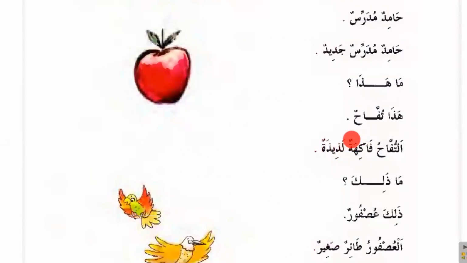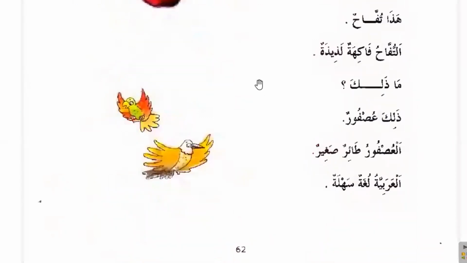Then this has tanween, this also has tanween. Then this is marfu, this is marfu. Then this is singular, this is singular. Okay. "Ma zalika?" What is that? Meaning there is something that is far away. Zalika, far away. What is that?